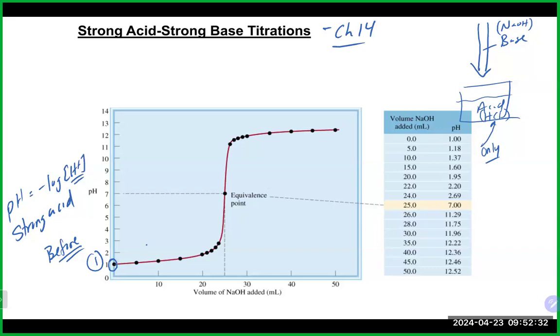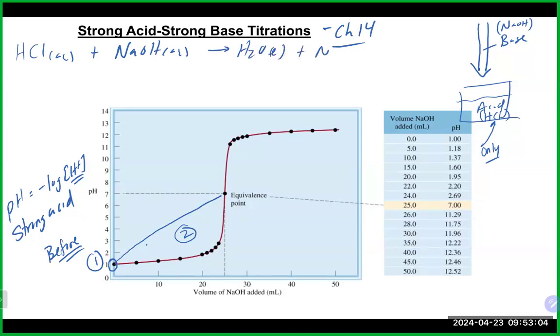Now, from the first drop to the equivalence point is technically the second region of a titration curve. In this part of the titration curve, we are adding base. And because we're adding base, we will get a chemical reaction. In this case, it will be hydrochloric acid plus sodium hydroxide. It's a normal double displacement reaction where we will get some water and some sodium chloride, as these guys switch partners.